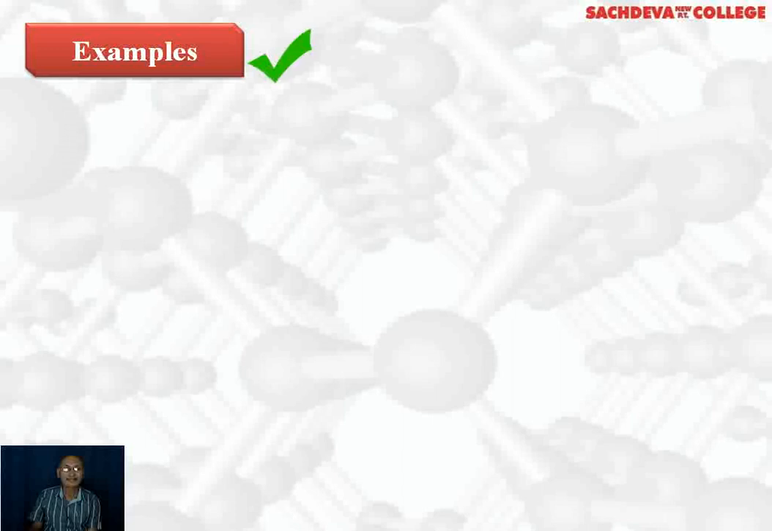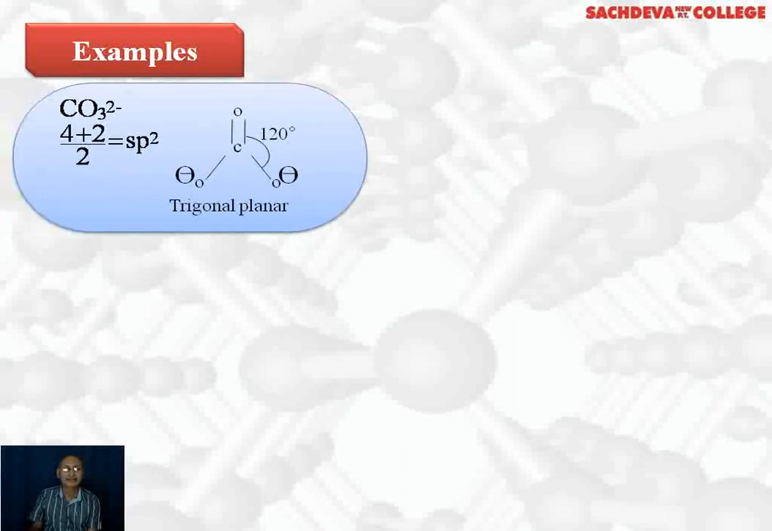Let's take up examples. The first example we are taking is the carbonate ion. In the carbonate ion, carbon is the central atom. It has 4 valence electrons. The surrounding atoms are oxygen, so we do not take oxygen. The charge on the carbonate ion is -2, so we add 2, divide by 2, and we get 3. 3 means sp2 hybridization, and sp2 hybridization means the shape is trigonal planar.